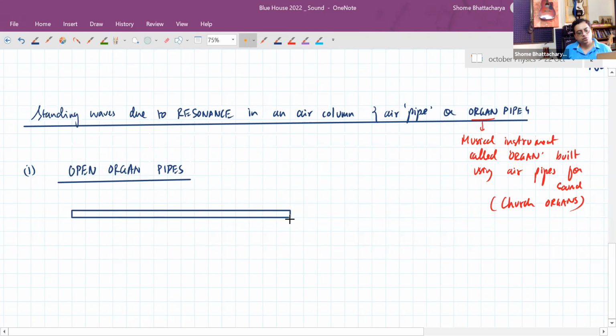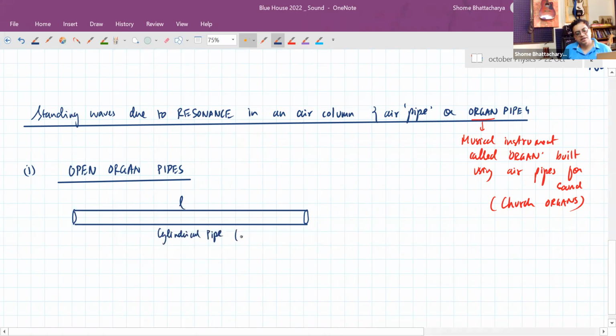So an open organ pipe is a thin cylindrical pipe with both the ends open. So it's a cylindrical pipe such that the length is large compared to its radius, and both the ends are open.